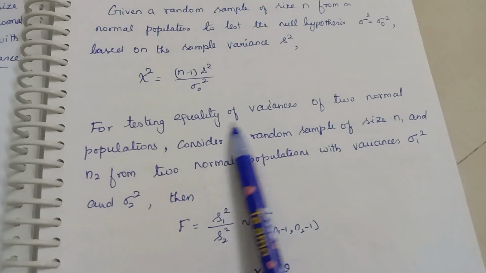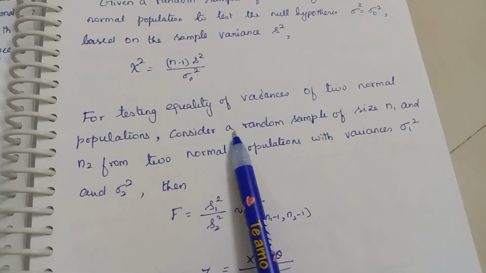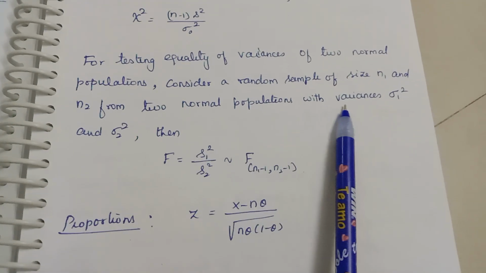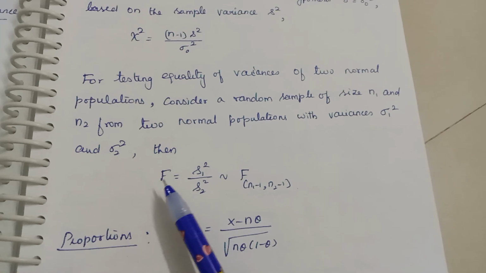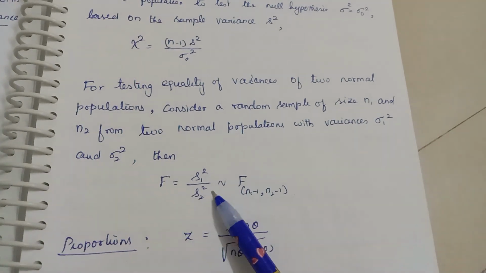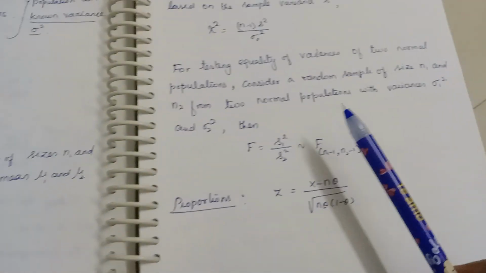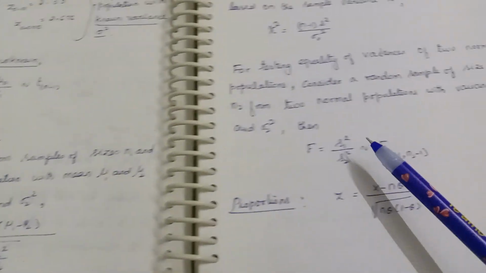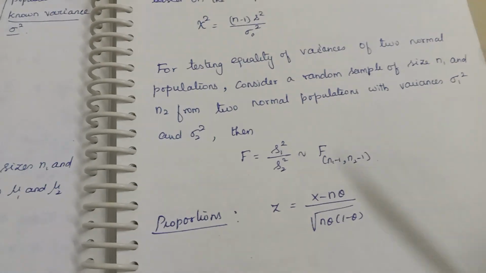For testing equality of variances of two normal populations, consider random samples of size n1 and n2 from two normal populations with variances sigma 1 square and sigma 2 square. Then F equal to s1 square by s2 square follows the F distribution. So we have seen where to use the t-test. Okay, here z and here F. Okay, that's all. Thank you.